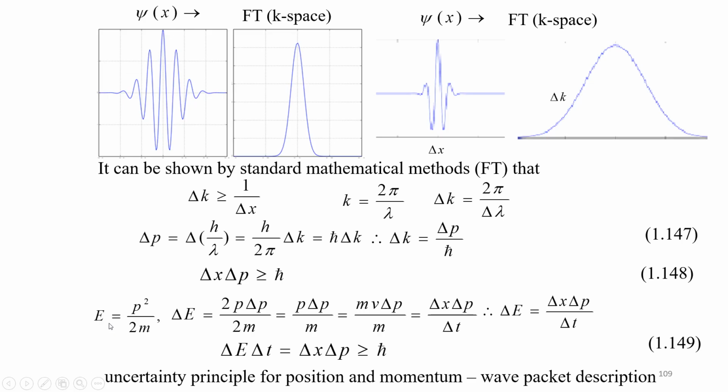Then another way is E equals p squared by 2m. Differentiating that will give us del E equals 2p del p divided by 2m. The 2 gets cancelled. We have p del p divided by m. And of course, we know that p equals m v, so del E equals v del p, where v equals del x by del t. And therefore, del E equals del x del p by del t. So del E del t equals del x del p. Just now we derived that del x del p is greater than or equal to h bar. So we can say that del E del t, which is equal to del x del p, is greater than or equal to h bar. The uncertainty principle for position and momentum has been clearly derived from the wave packet description.